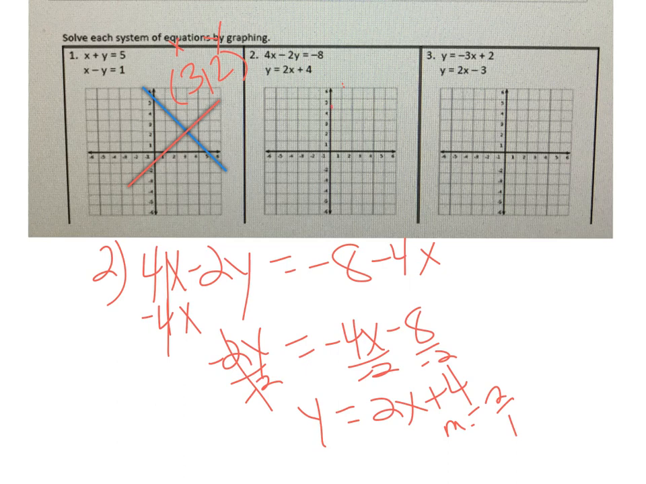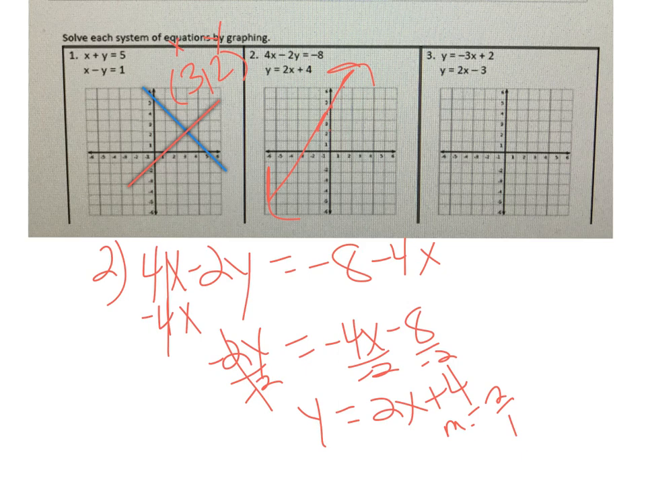Opposite of rising 2 and running 1 is going down 2 and left 1. I'm going to put that other point there. Right there. And I have a graph. It's going to keep on going. Both ends, forever and ever.